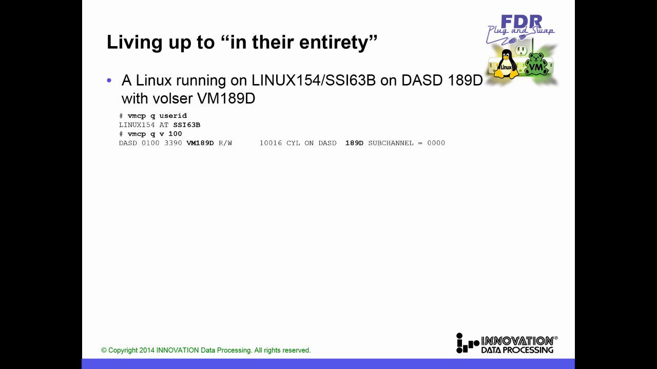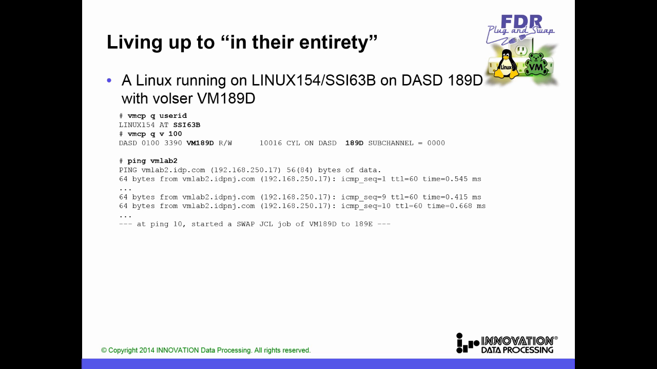So I start with a Linux. This is on a Linux system. So VMCP is a CP command. So query userid. I'm running on SSI 63B, so a 6.3 system. My query virtual 100, the 100 minidisk is where the Linux is. So mod 9, and it's on VM 189D and on DASD 189D, RDEV, right? Okay, so from that Linux, I now ping out. It doesn't matter where I'm pinging out to, I'm just pinging. And we can see that the ping times are very quick, less than a millisecond, okay?